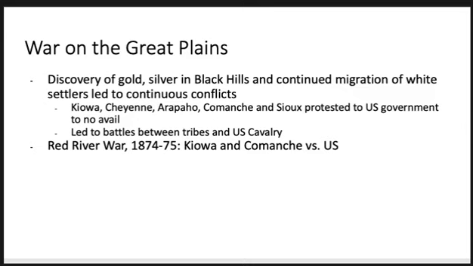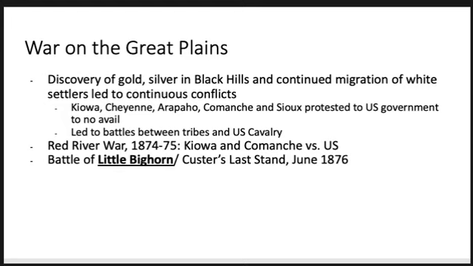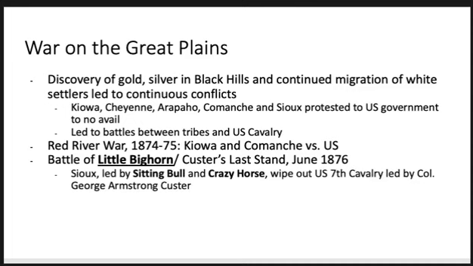So this led to wars like the Red River War from 1874 to 75, where it was the Kiowa and Comanche tribes versus the United States. And then there was also the Battle of Little Bighorn, also called Custer's Last Stand, in June of 1876, where a band of Sioux, led by Sitting Bull and another well-known Sioux warrior, Crazy Horse, wiped out the U.S. 7th Cavalry, led by Colonel George Armstrong Custer, who was a well-known soldier from the Civil War. And so their defeat was amazing and unpredictable. America was shocked by this defeat.